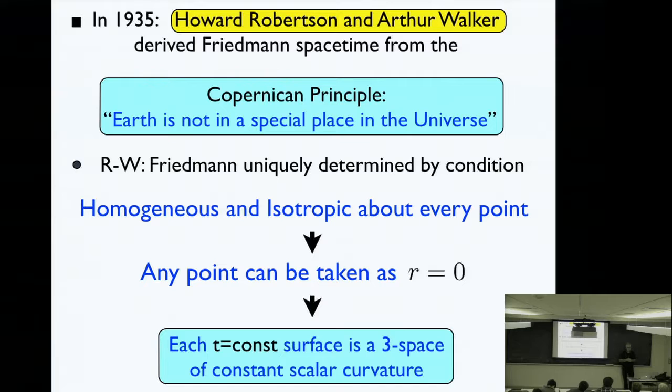And they actually said there's a principle here: the Earth is not in a special place in the universe. So if the universe is homogeneous and isotropic about every point, it has to be a Friedmann universe. This is sometimes viewed in cosmology as a principle of physics, that the universe must be uniform. Maybe not. Maybe we lie near the center of an enormous underdensity from the standard model.